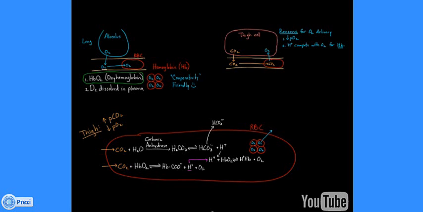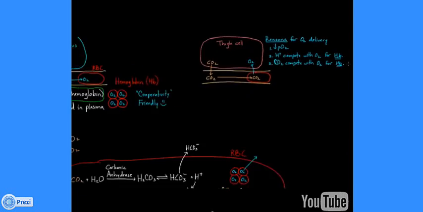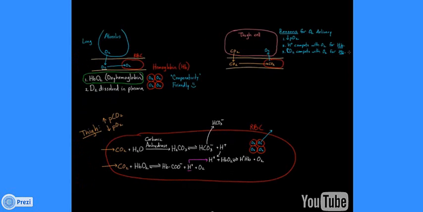So this system is really interesting because now you've got a few reasons why you have oxygen delivery. You've got protons competing, you've got now CO2 competing with oxygen. So you've got a couple of sources of competition, and you've got, of course, just simply the fact that there's not too much oxygen around. So these are reasons for oxygen delivery.